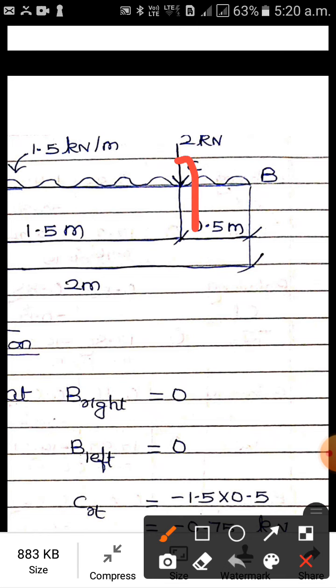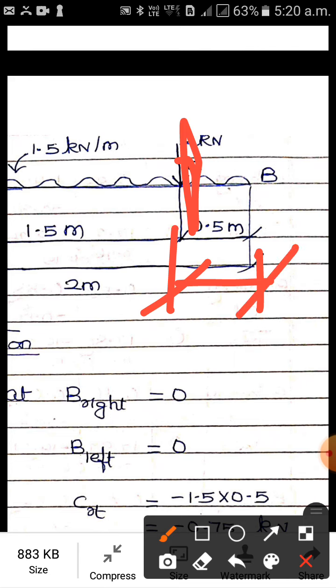Okay, and now proceeding to C right. Okay, C right, what do you see to the right? You have a UDL, right? What is the intensity? 1.5 kilonewton per meter. So you know UDL for shear force it is 1.5 kilonewton per meter. For 1 meter it is 1.5. So what is the distance here? 0.5 meter. So shear force equal to 1.5 into 0.5. Again it is negative. Okay.